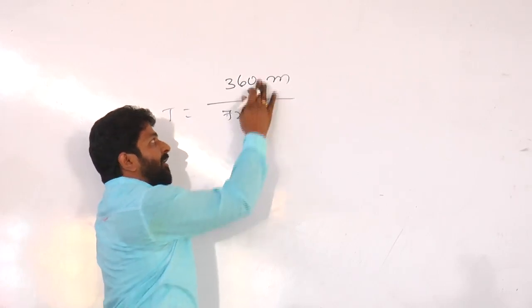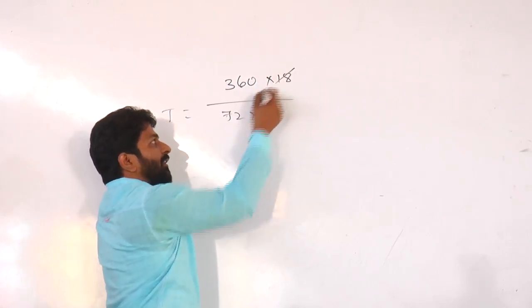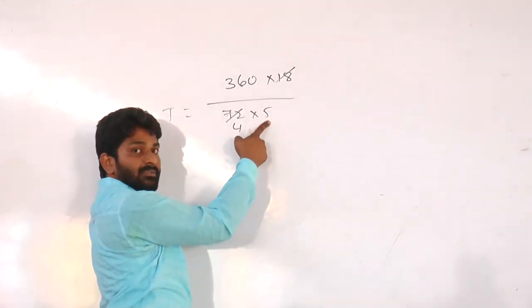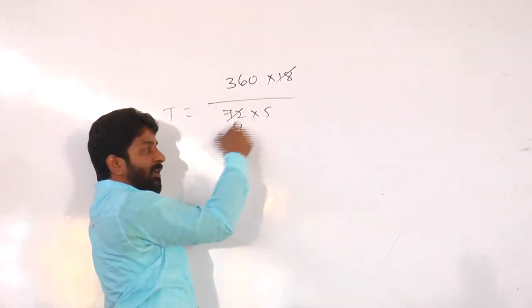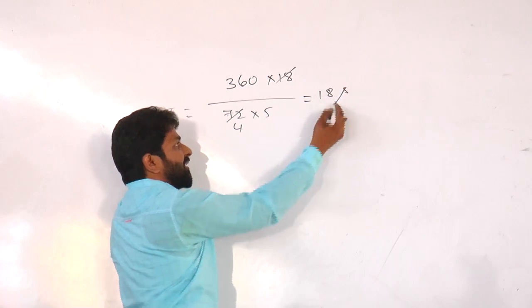Into 5 by 18. 18 comes to numerator. 18 how many times? 4 5s. 0 0 cancel. 36 by 2, which is 18 seconds.